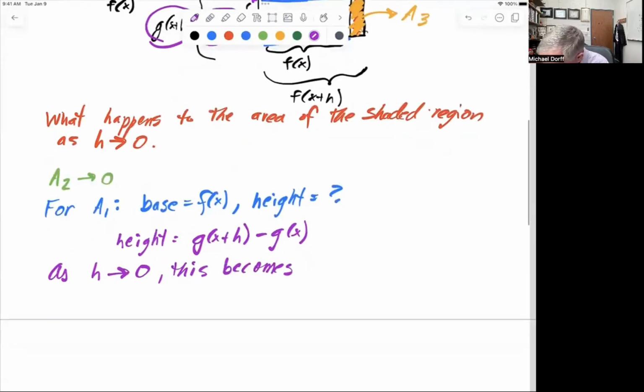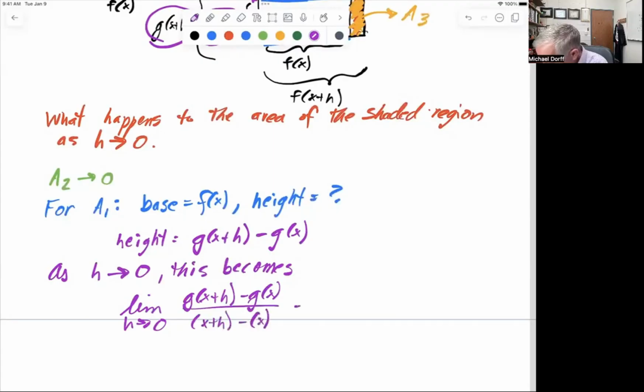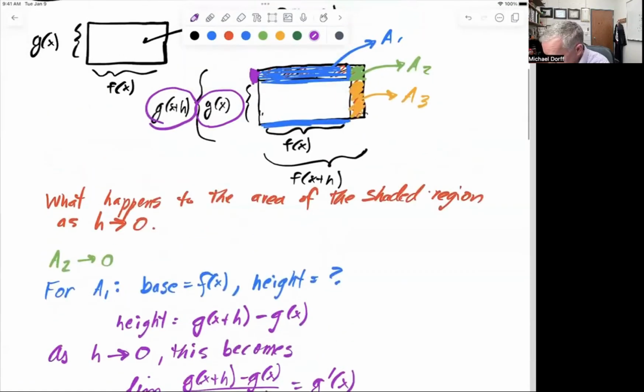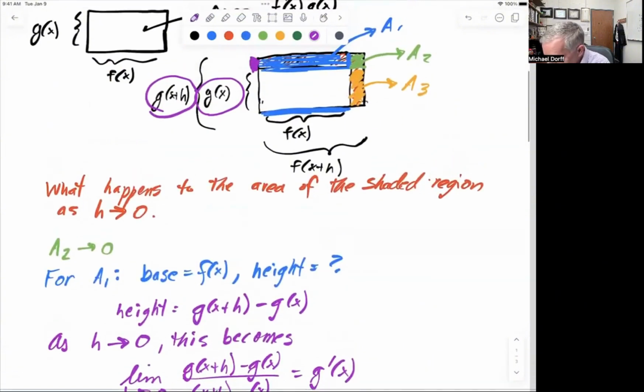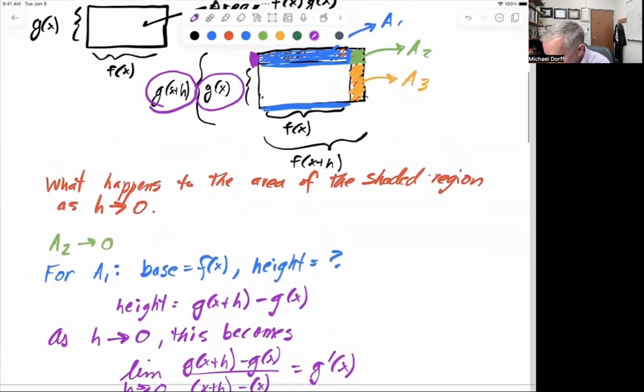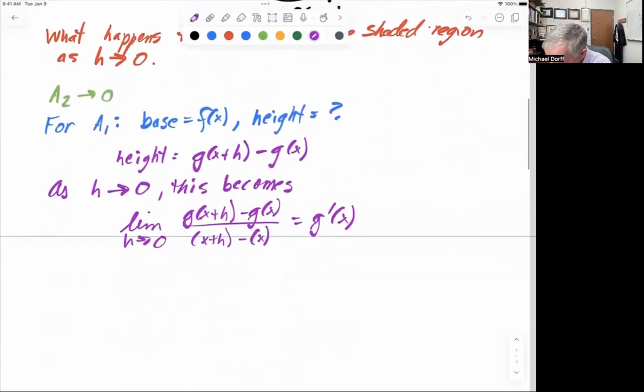This area then becomes the limit as h goes to 0 of g of x plus h minus g of x over x plus h minus x, which is just the derivative there. So as h goes to 0, that purple height there of that rectangle, the blue rectangle, becomes the derivative.